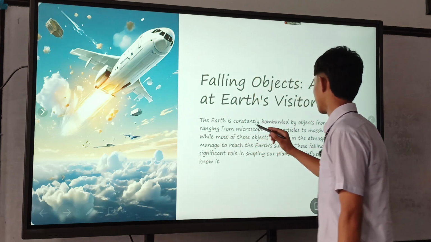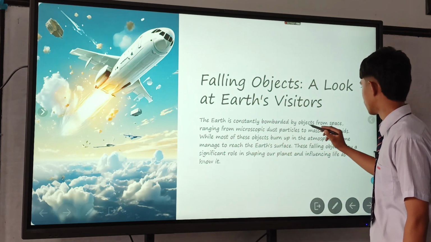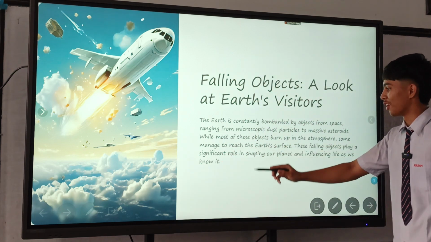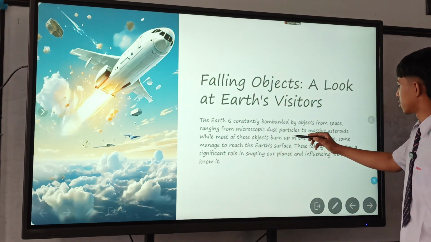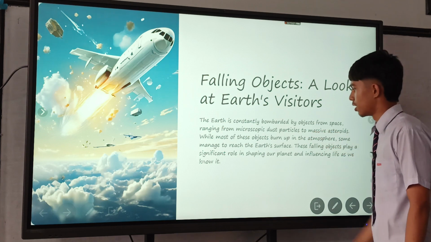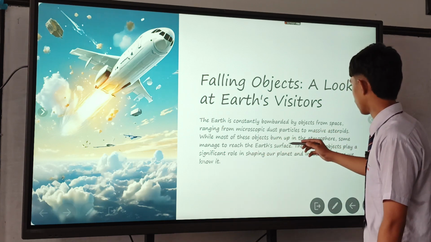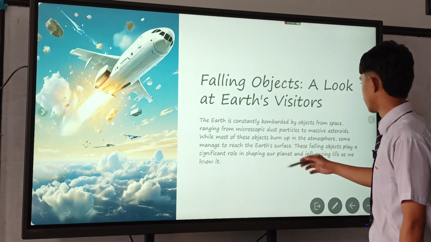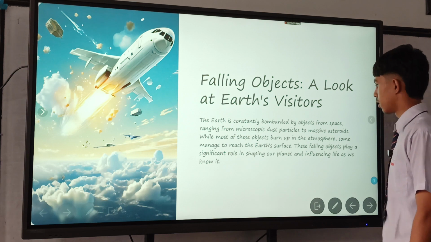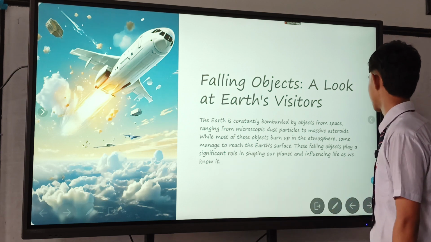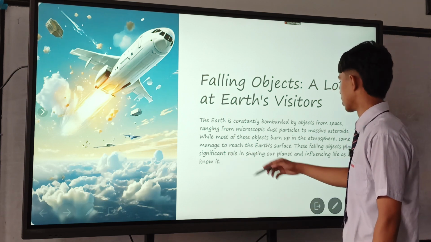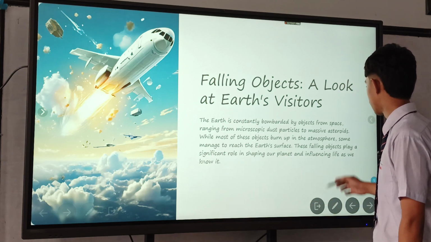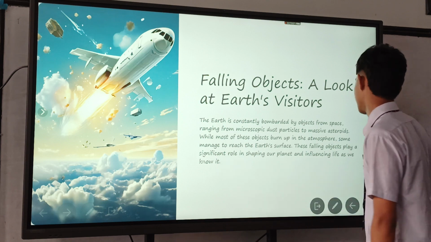The earth is constantly bombarded by objects from space, ranging from microscopic dust particles to massive asteroids. While most of these objects burn up in the atmosphere, some manage to reach the earth's surface. These flying objects play a significant role in shaping our planet and influencing life as we know it.